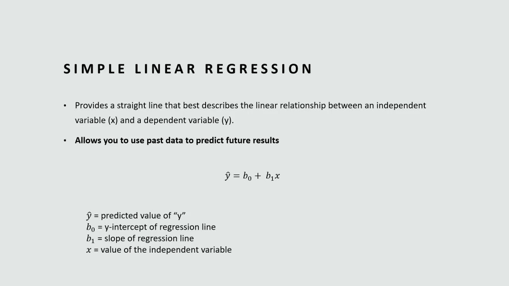Now b sub 0, that's the y-intercept of the regression line. Every line would eventually cross over your y-axis, and your b sub 0 here tells you where that's happening. B sub 1 is your slope. That will tell you whether it's a positive or a negative slope and just how steep this regression line would be. And then x is just your independent variable.